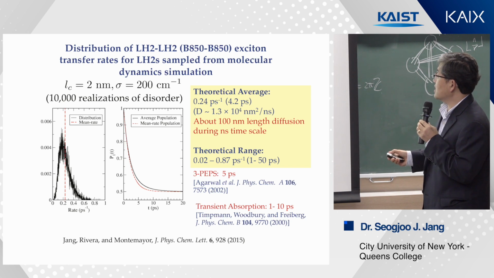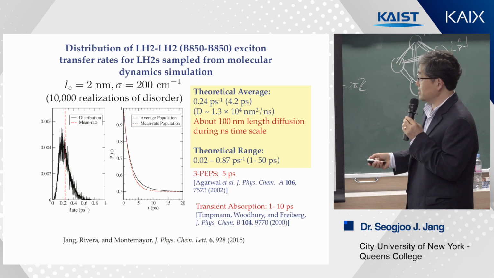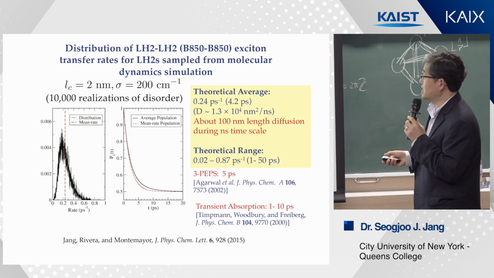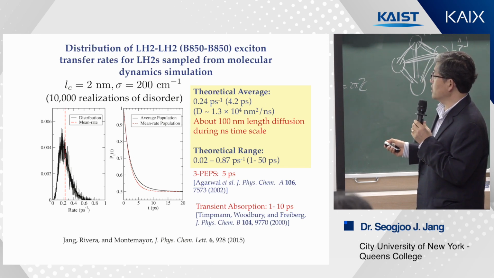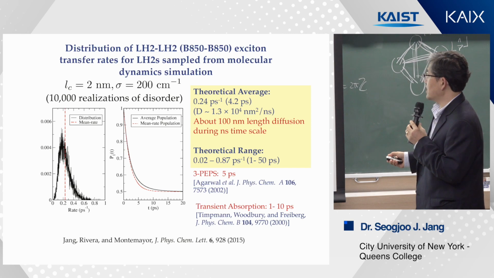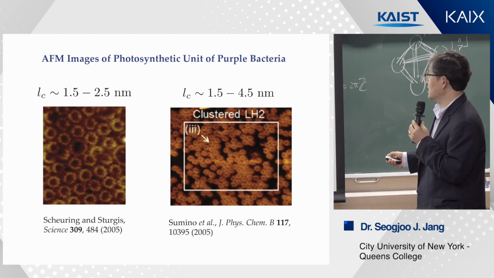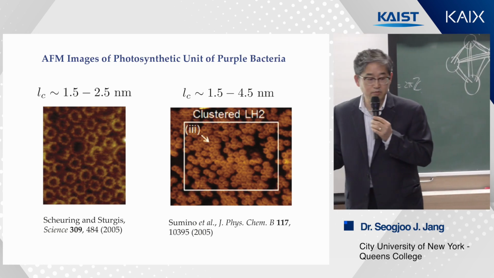Another interesting thing is that even though in general the exciton transport rate is quite fast, the rate is quite dispersed. It's because of the intrinsic disorder of individual site excitation energy. So the actual range of the transport time is between 1 to 50 picoseconds. In fact, there has been some experimental report that it is quite broad. For example, some experimental results based on transient absorption spectroscopy show that it can be at least between 1 to 10 picoseconds, depending on the realization of disorder.